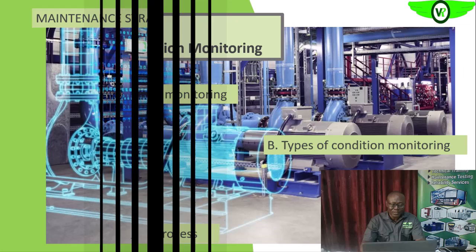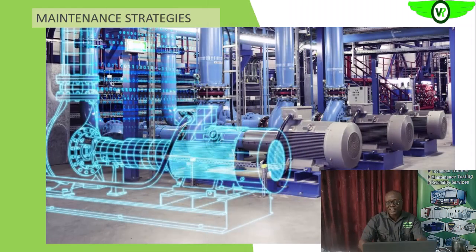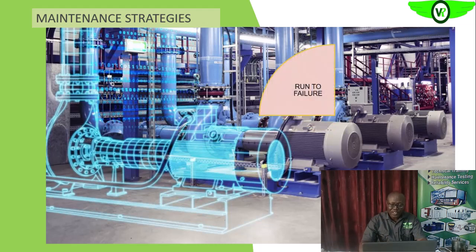Okay, module 1. So let us look at the various maintenance strategies or the various forms of maintenance that we can deploy in our facility. We have the run to failure. Okay, this is the earliest form of maintenance strategy. It's a maintenance strategy where you run the equipment till it fails. That is, you do not carry out any maintenance intervention until the equipment fails.